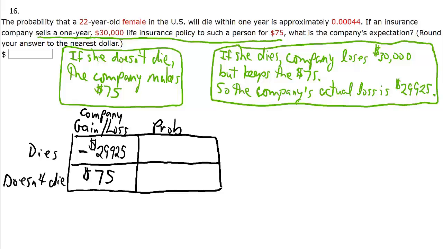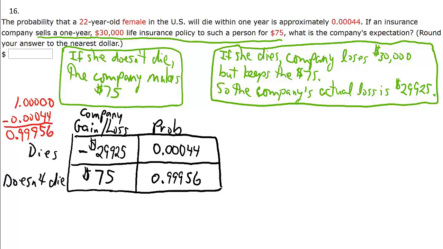Now we need to calculate the probabilities. Well, not much to calculate. They really gave them to you. They knew that the probability that a 22-year-old female in the U.S. will die within a year is about 0.00044, so we can put that in. Well, the probability that she doesn't die then is 1 minus that. If you take 1 minus 0.00044, you get 0.99956. That's the other probability.